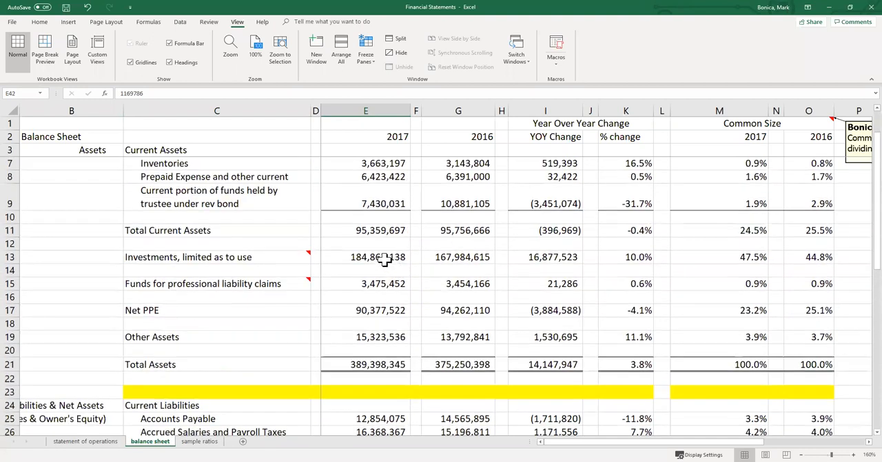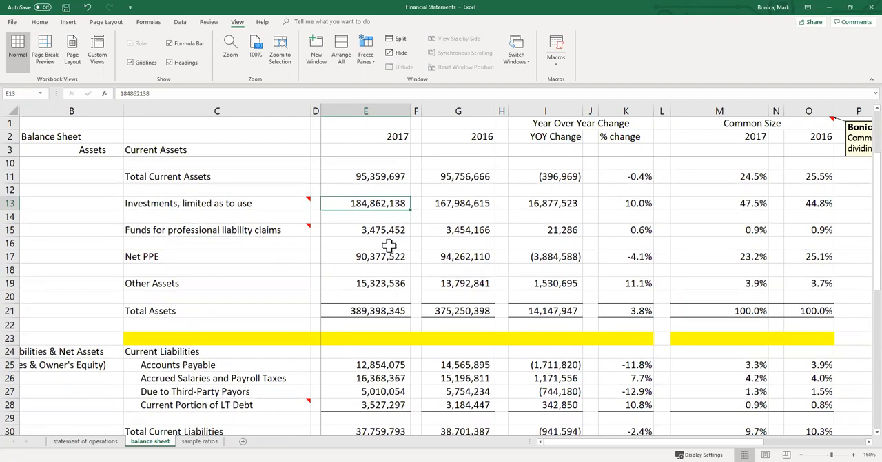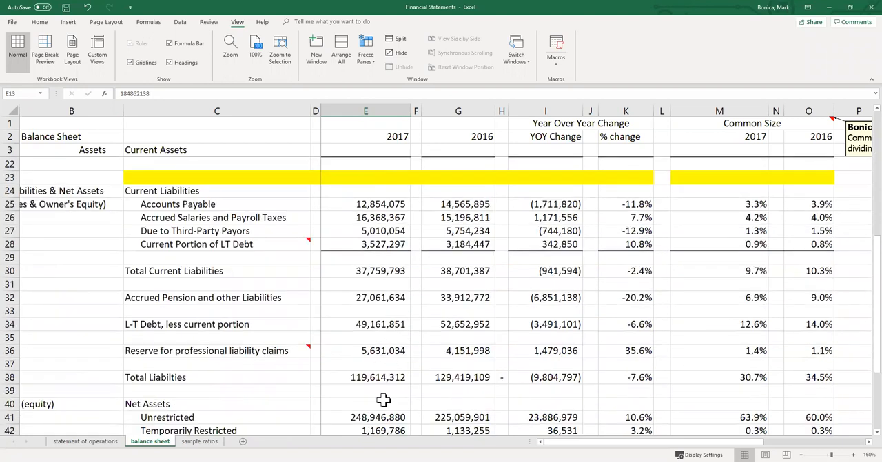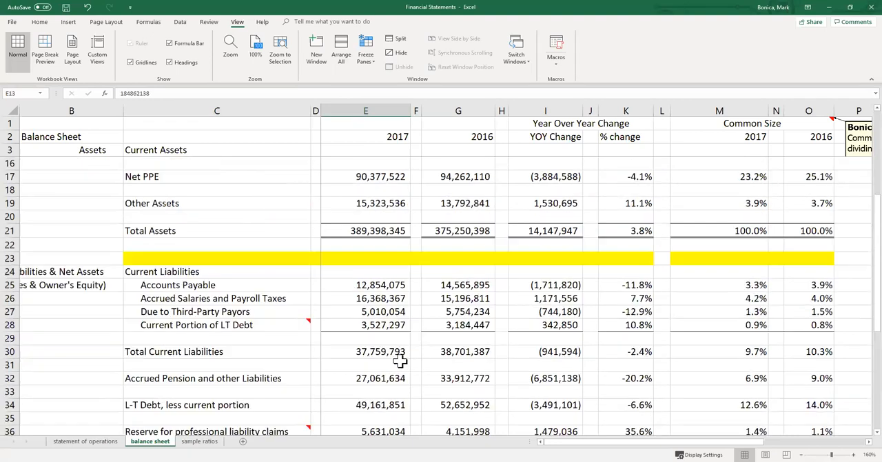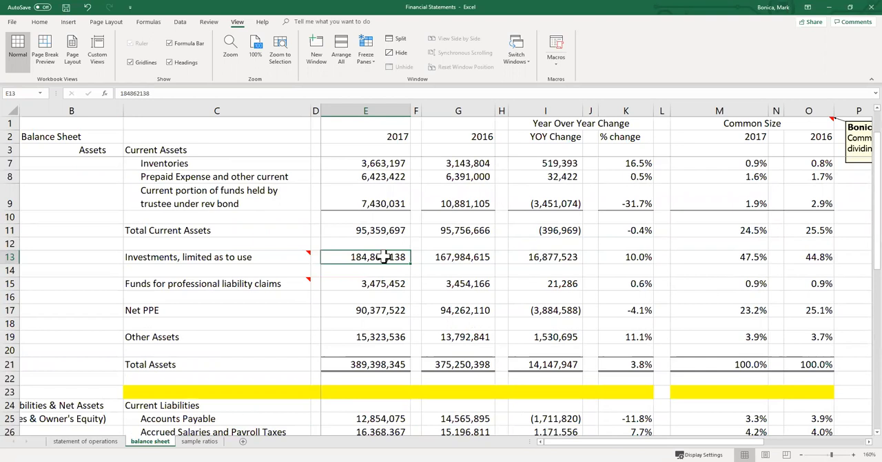Here, typically, some of it is going to be permanently restricted, but the temporarily and permanently restricted is not going to add up to the 184 million, as you can see. So some of that is simply the board saying, we're setting aside these resources for future investments, such as replacing our building.